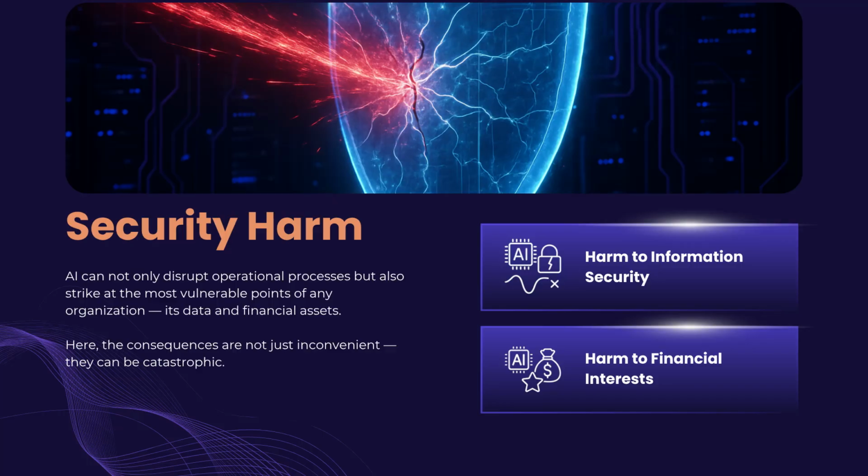The first is information security harm, what we usually call cybersecurity. This includes all threats related to data compromise, system breaches, and manipulations targeting the AI models themselves. The second area is direct harm to financial interests, situations where AI's actions or attacks against AI lead to direct monetary losses, from industrial-scale fraud to uncontrolled trading operations.